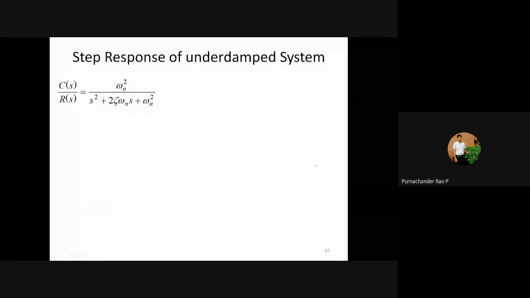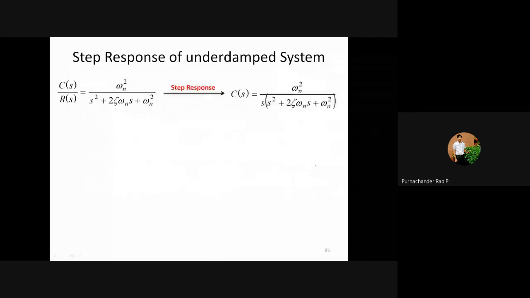Then the formulas, you just have to see the formulas. So how to derive those formulas? Then I will find the step response. This is another question. This is question number 2 in the second order system: we need to find out the step response of the underdamped system.